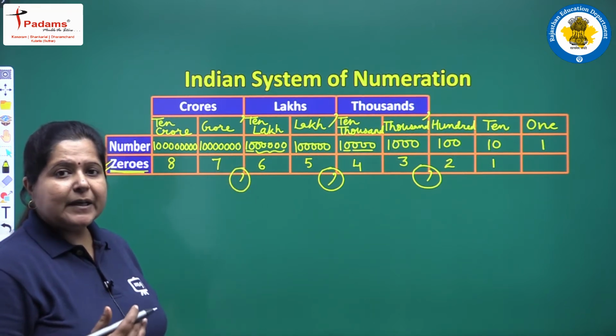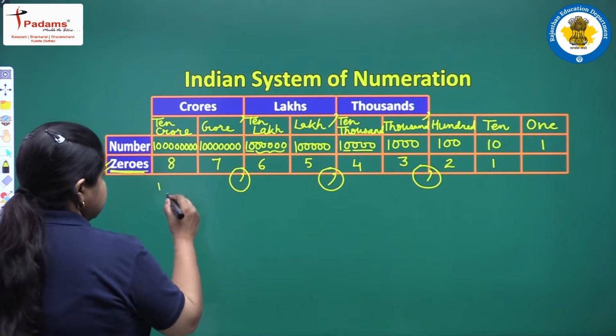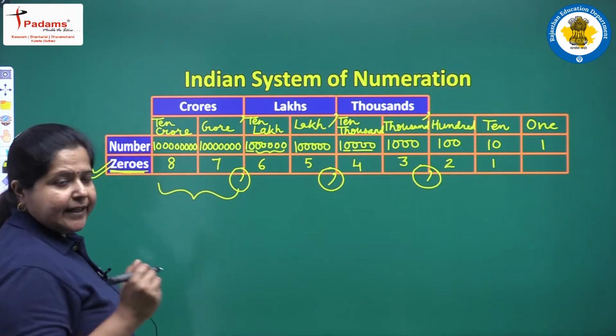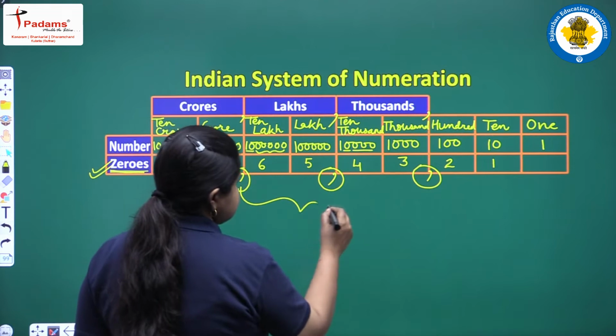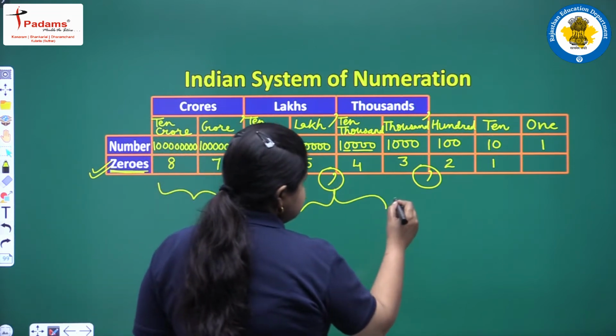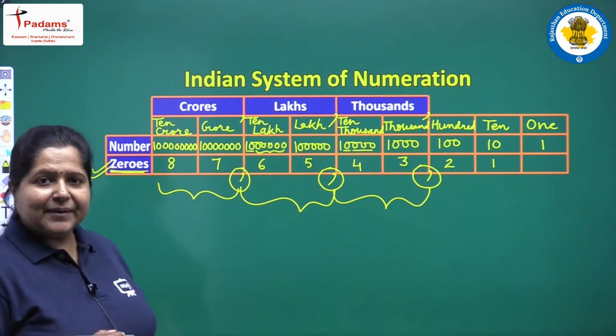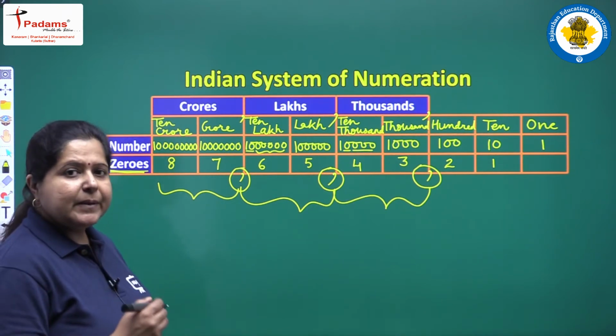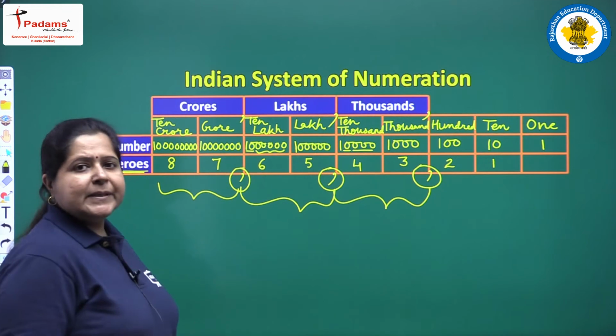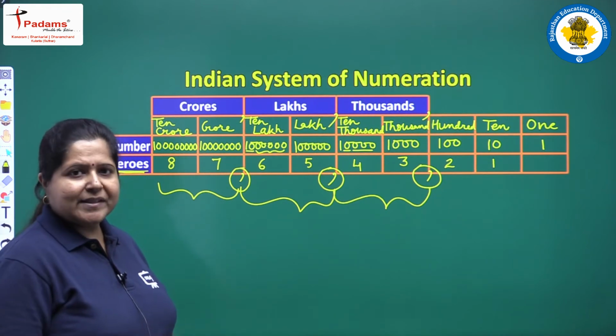And when we name a number, we will take these two digits collectively, then these two digits collectively, and then these two digits collectively while writing the number name. Clear to you? It will be much more clear as we take up examples subsequently.